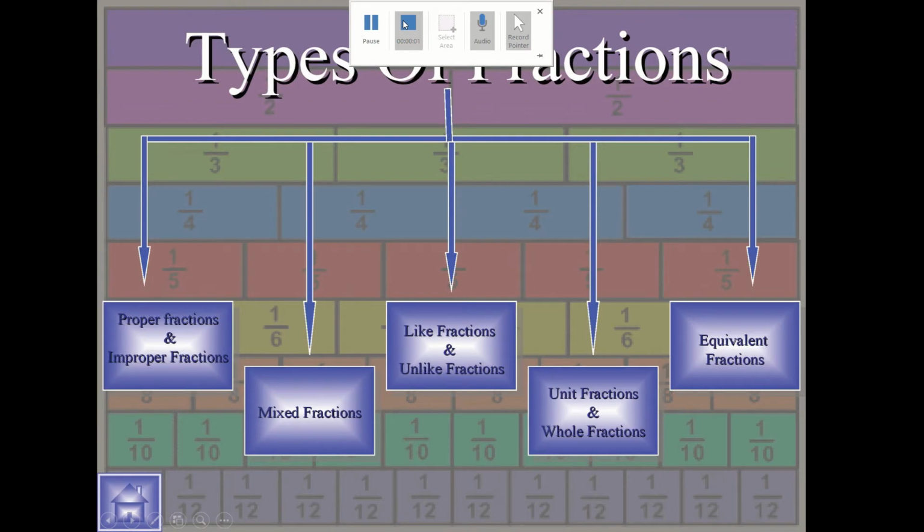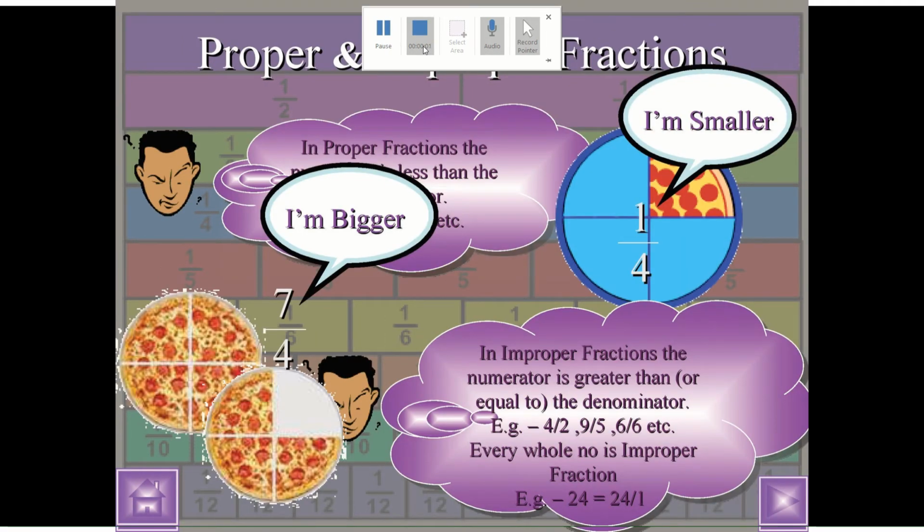Types of fraction. We have types of fractions: proper fraction and improper fraction, mixed fraction, like fraction and unlike fraction, unit fraction and whole fraction, equivalent fraction. So we will discuss all these fractions one by one. So first is proper and improper fraction.